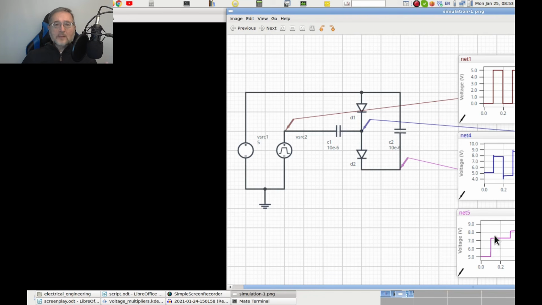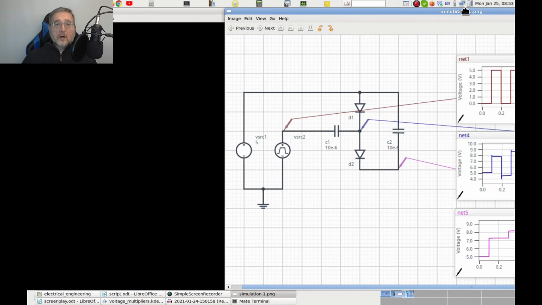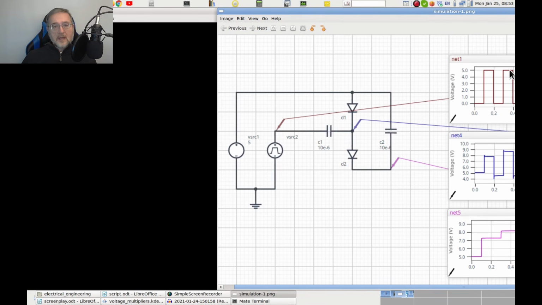But when the square wave goes back to Vin or 5 volts, D1 will go off, and D2 will go on. As a result, more charges will leave C1 and will transfer to C2, which will increase a little bit more its voltage. And since the voltage on C2 has increased, so has Vout.